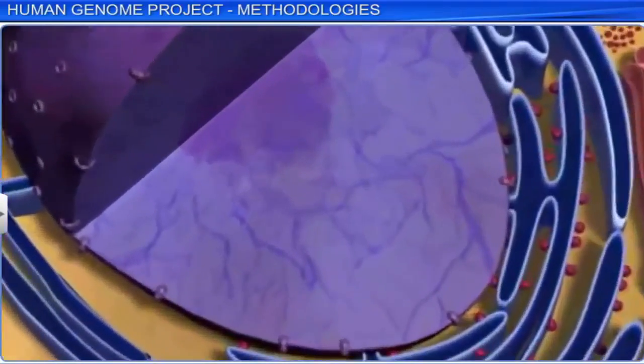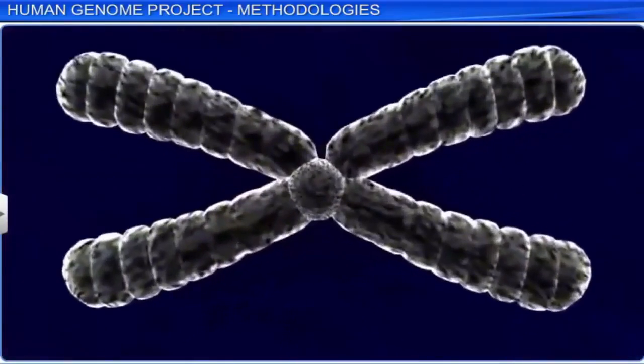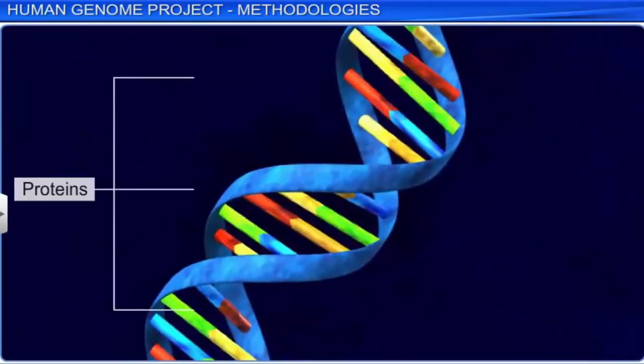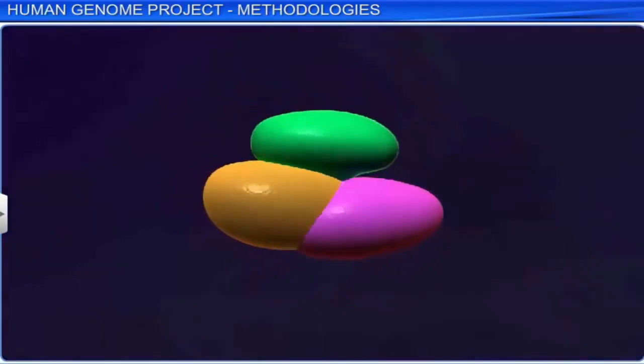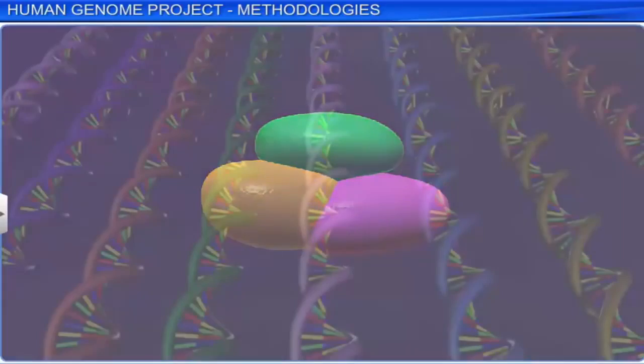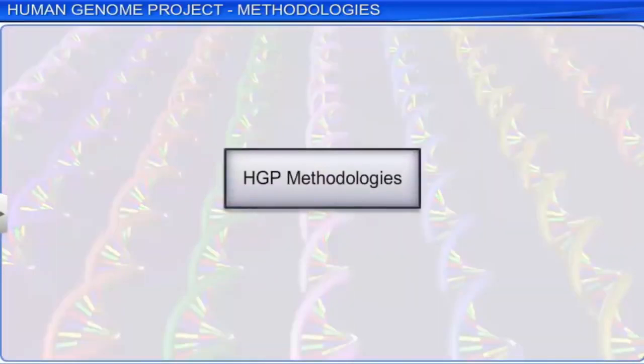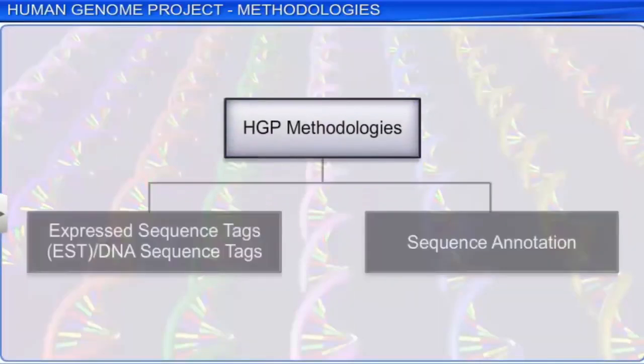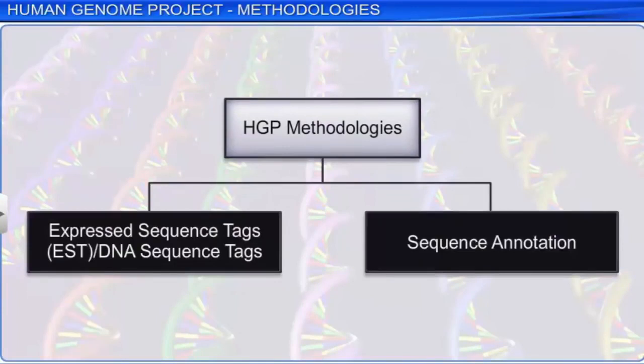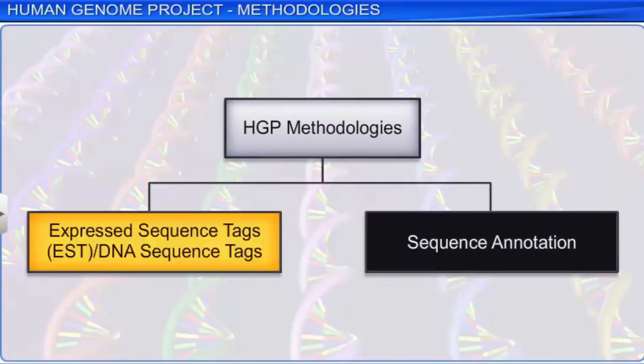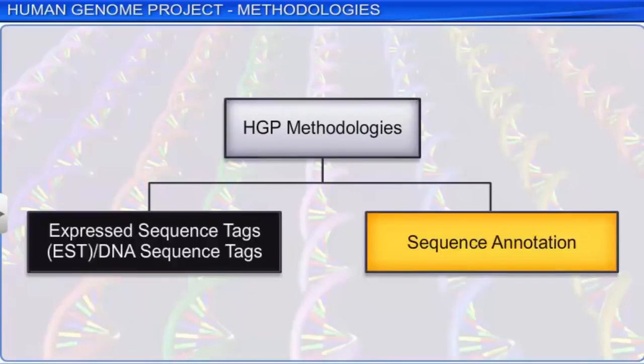It was also possible to study how thousands of genes and proteins work together inside our cells. HGP itself was made possible by two major methodologies of biological research: expressed sequence tags, or ESTs, or DNA sequence tags, and sequence annotation.